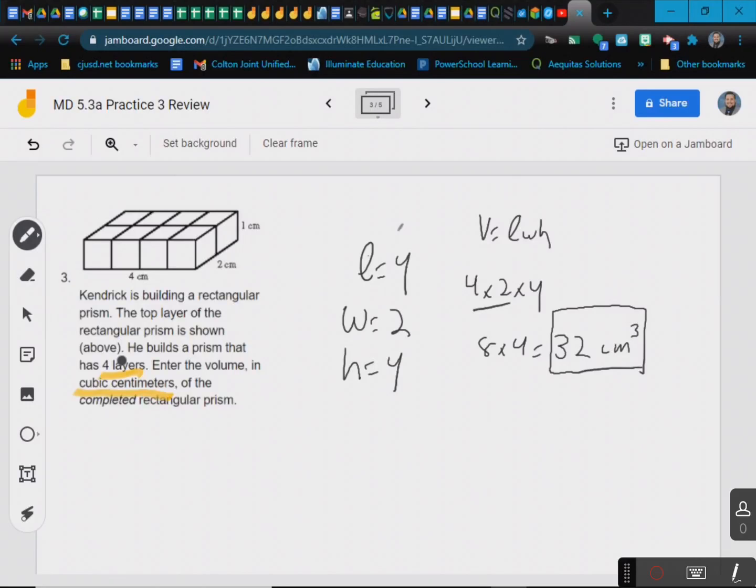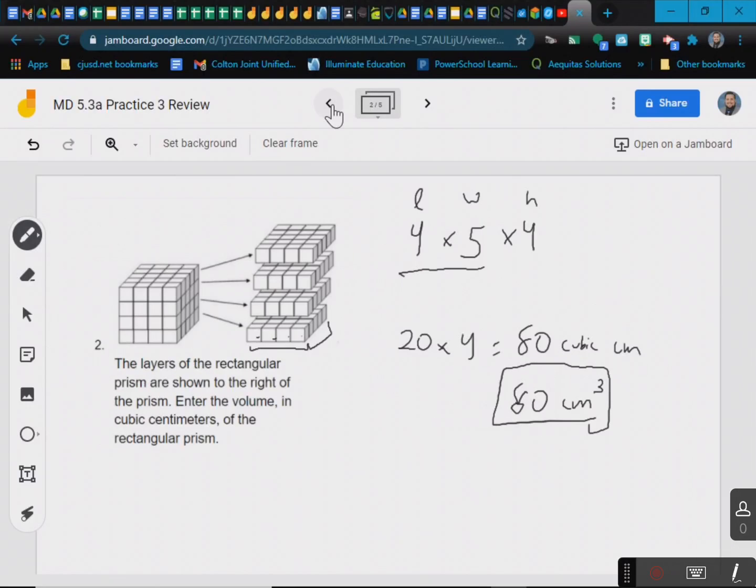So, you could find the volume, like if you have this one, you could count every single square. 1, 2, 3, 4, 5, 6, 7, 8, 9, 10, 11, 12, 13, 14, 15, 16. So there's 16 in here, and I see there's 4 layers of that. You could get the same answer here.